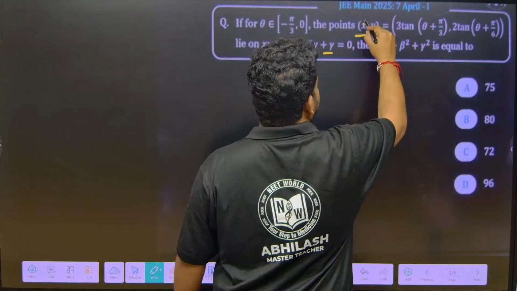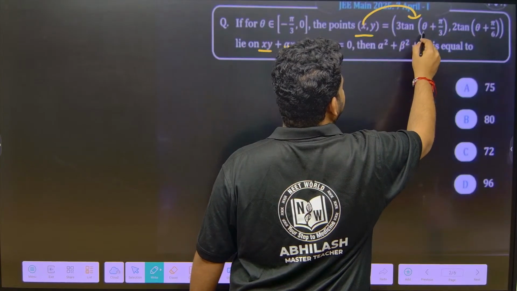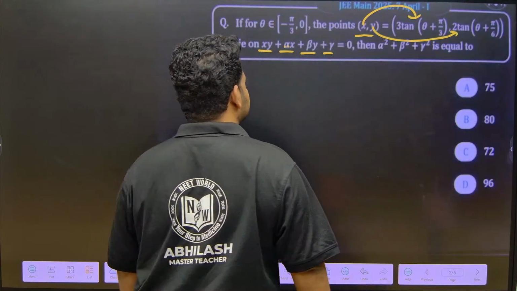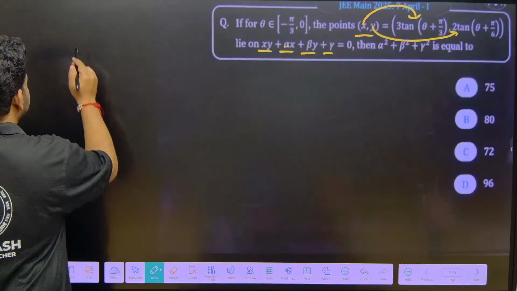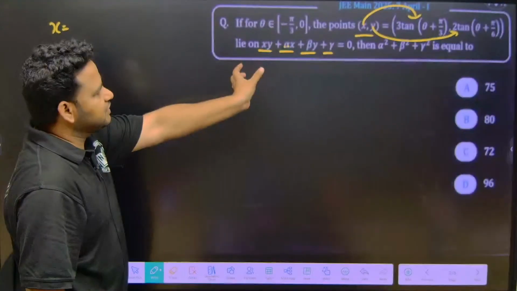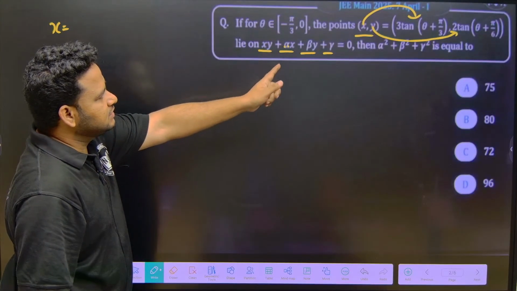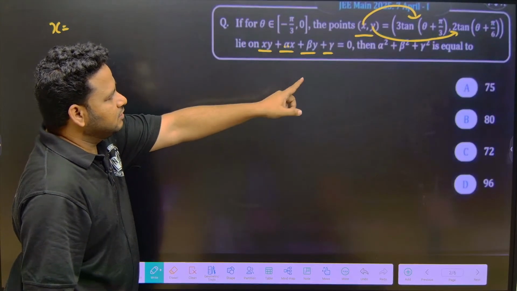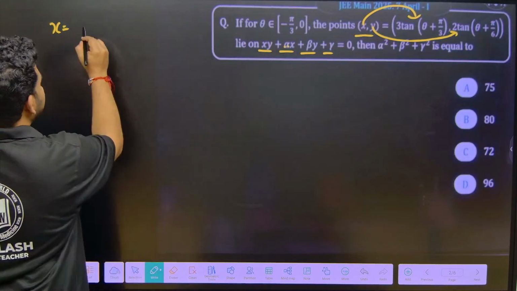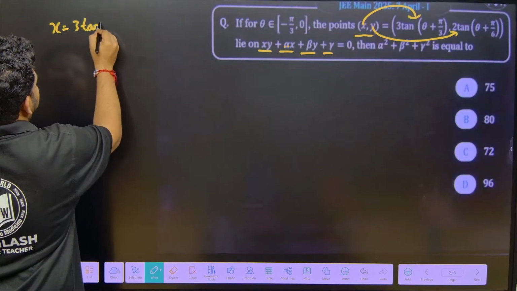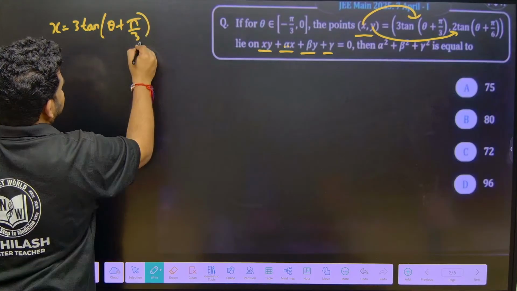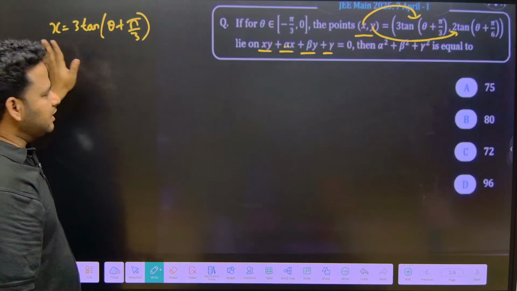First of all, they have given x as 3 times tan of theta plus pi by 3, and y as 2 times tan of theta plus pi by 6. So let us write that down first. They have given us the ordered pair (x, y) equal to (3 tan(theta + pi by 3), 2 tan(theta + pi by 6)). So x is given as 3 times tan of theta plus pi by 3. Let us solve this first.